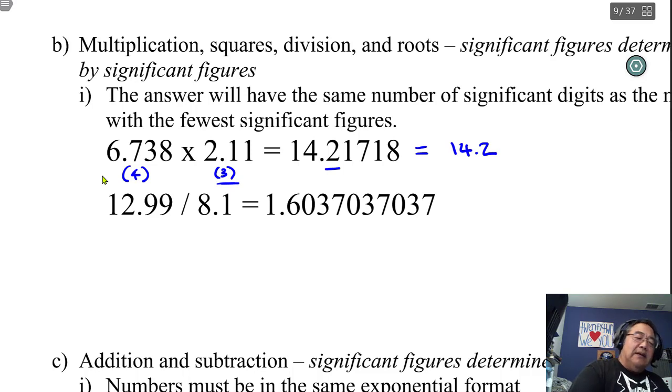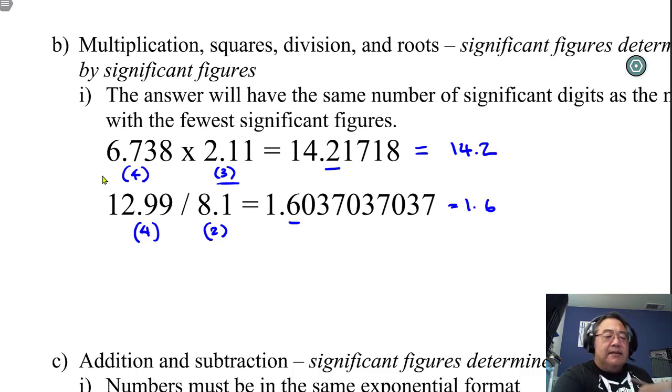Same thing, 12.99 divided by 8.1. I know this one to 4 significant figures, and I'll use parentheses to indicate significant figures. I know this one to 2, so I should only know the answer to 2 significant figures, so that one will become 1.6. In both of these cases, since this number is less than 5, we are rounding down. If it had been greater than 5, just same as the other math rules you've learned before, we'd be rounding it up.